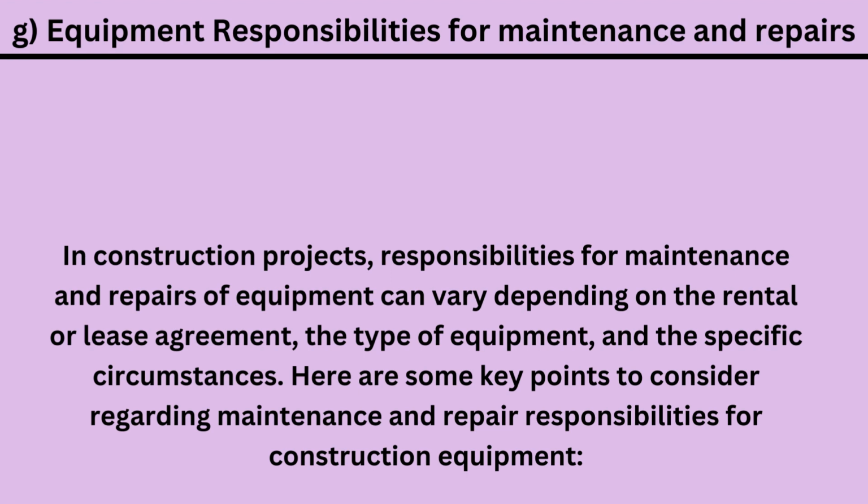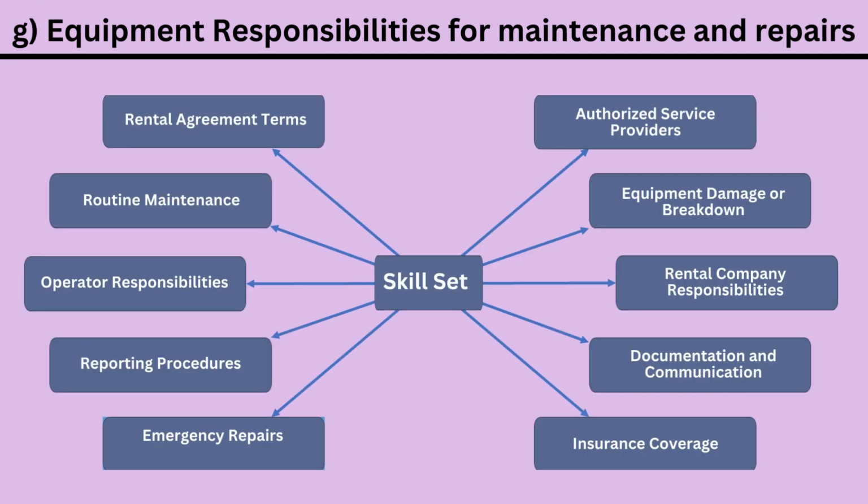G. Equipment responsibilities for maintenance and repairs. In construction projects, responsibilities for maintenance and repairs of equipment can vary depending on the rental or lease agreement, the type of equipment, and the specific circumstances. Here are some key points to consider regarding maintenance and repair responsibilities for construction equipment. 1. Rental agreement terms. 2. Routine maintenance. 3. Operator responsibilities. 4. Reporting procedures. 5. Emergency repairs.